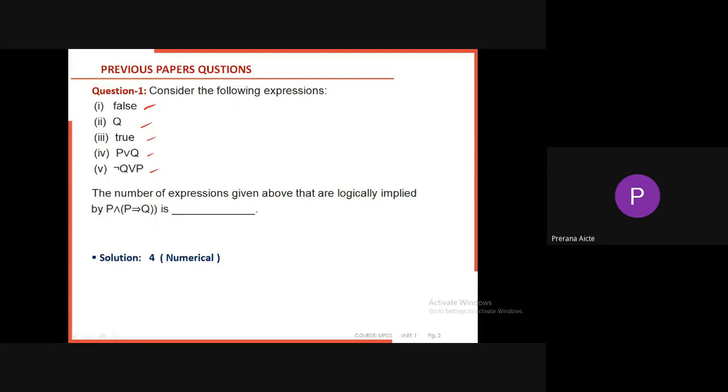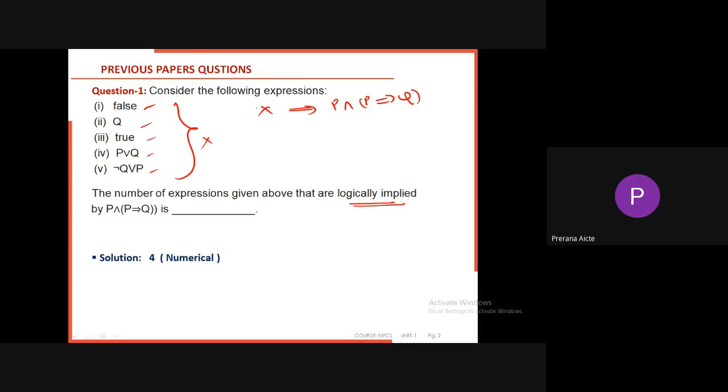Now first, just try to understand the question that is given, so that we can answer it in an easy way. What is the meaning of: which of the above statements are logically implied by P and P implies Q? Let us assume these are X, whatever it may be. X logically implies P and P implies Q. That is actually the statement given.